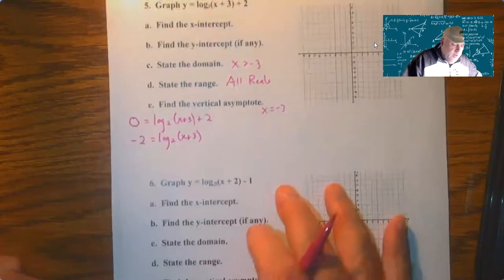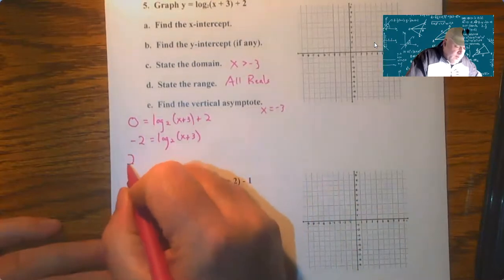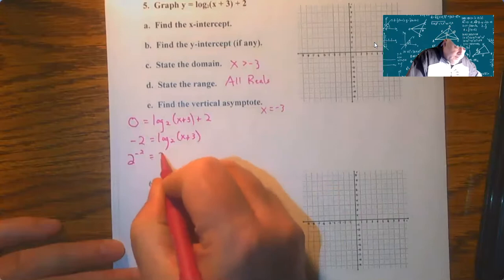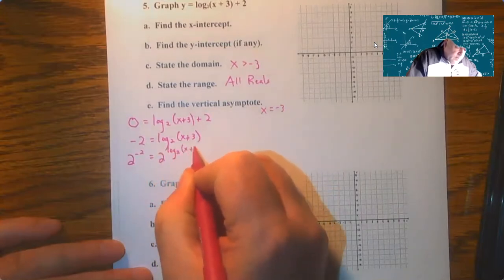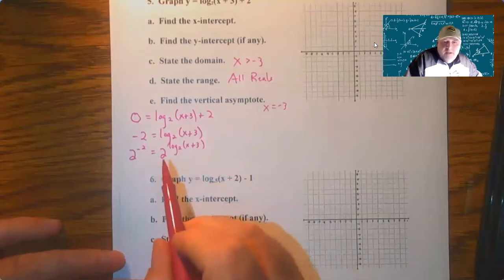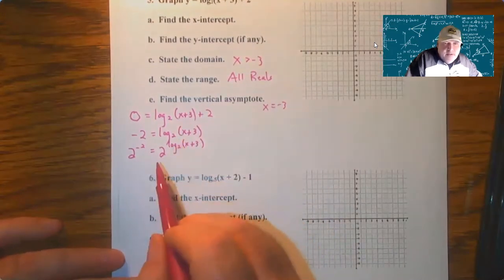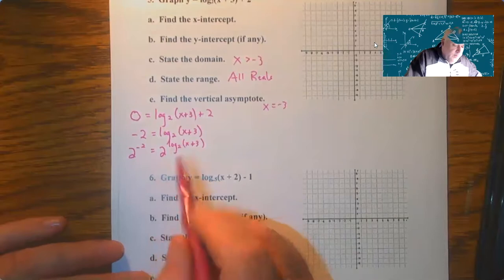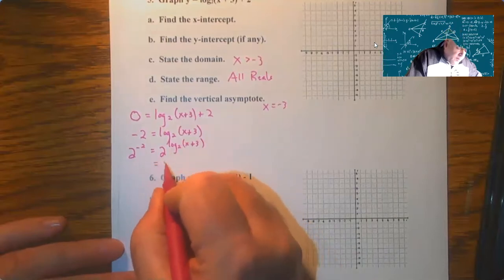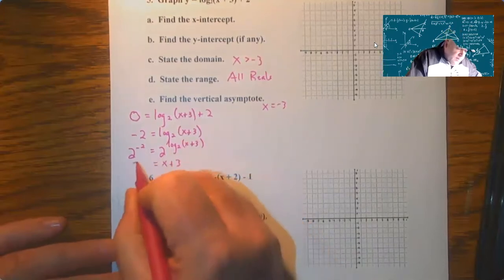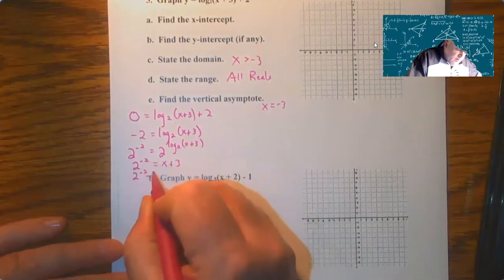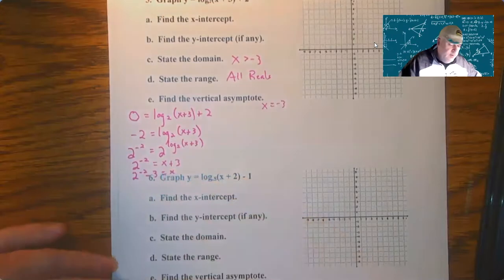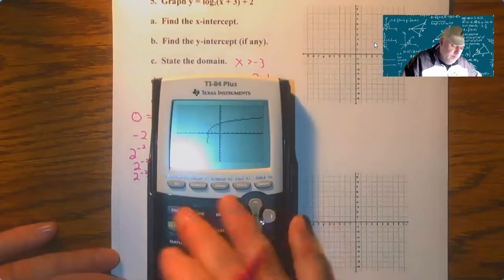And now we're going to do a base of 2 on both sides. So remember, in solving logarithms, the base of the logarithm determines this. And so this side is x plus 3. And this stays 2 to the -2. So subtract 3. That's really weird, but that's what x is, 2 to the -2 minus 3.